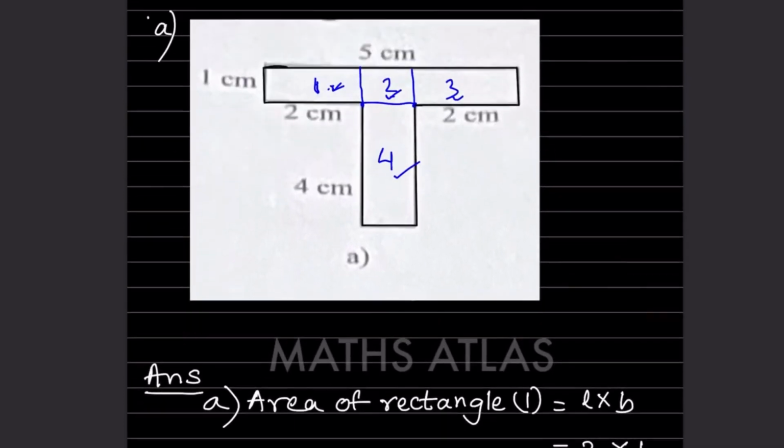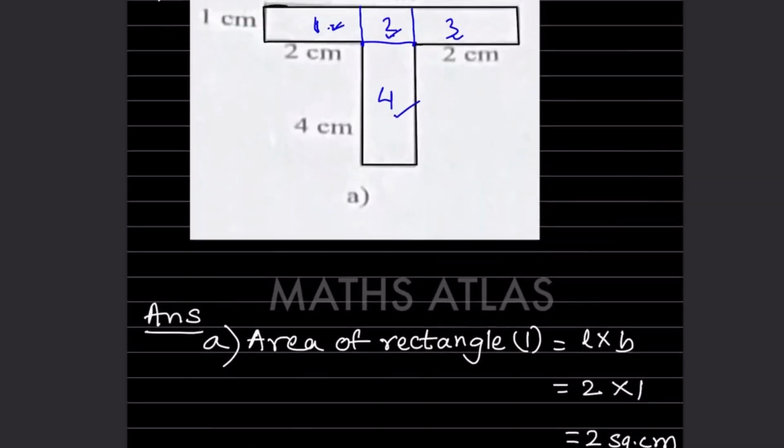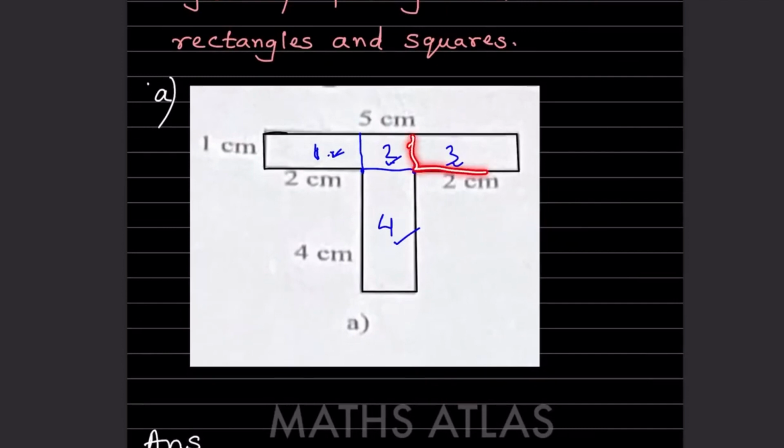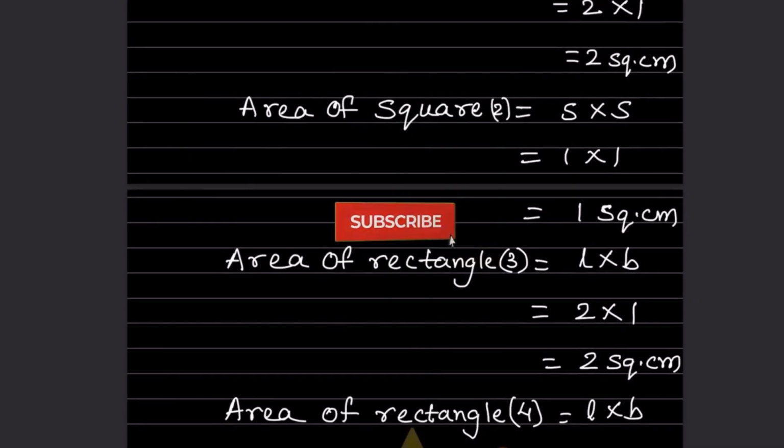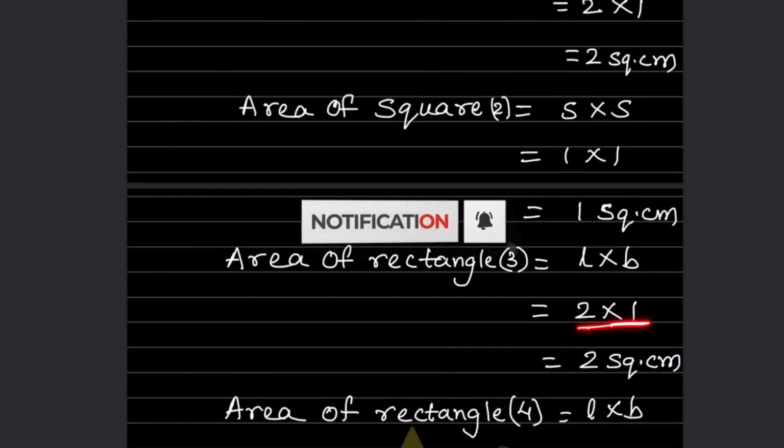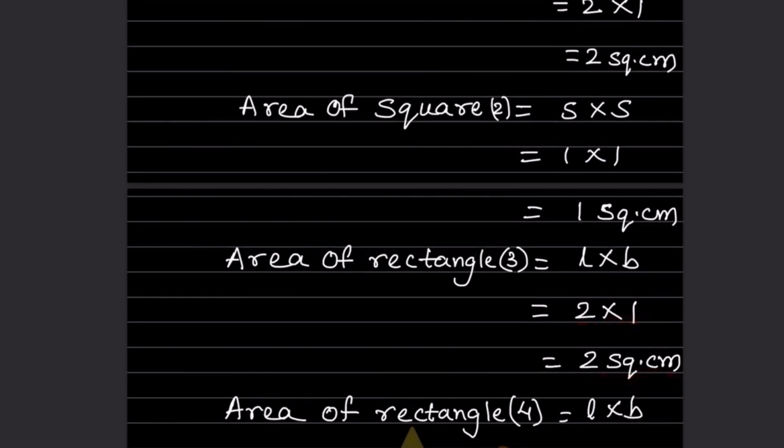Now what will we do for the third one? We will take this one here. This is a rectangle. This is 2, and this is 1, because this is 1, so this also should be 1. So what am I going to write here? Area of rectangle 3, that is length into breadth, 2 into 1. That is again 2 square centimeter.